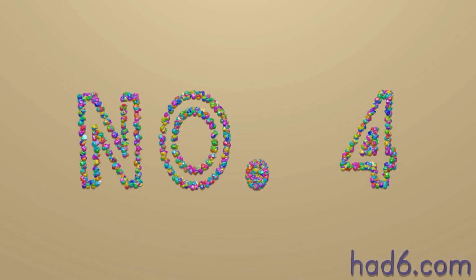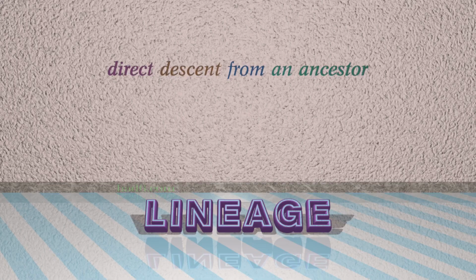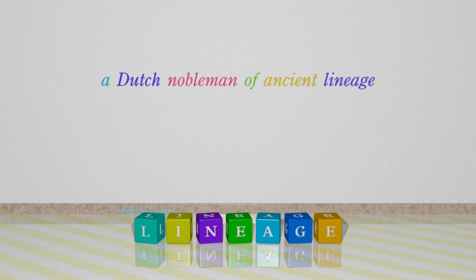Number 4. Lineage, which means direct descent from an ancestor. Lineage. For example, a Dutch nobleman of ancient lineage.